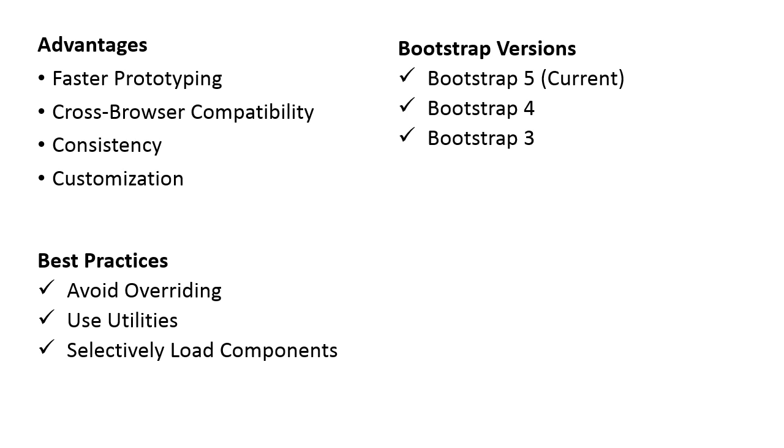So here, best practices: avoid overriding, then use utilities, and selectively load components. So avoid overriding means instead of overriding core CSS, use custom CSS to modify styles. Utilize utility classes to reduce CSS bloat. Selectively load components. Load only necessary JavaScript components to improve performance.